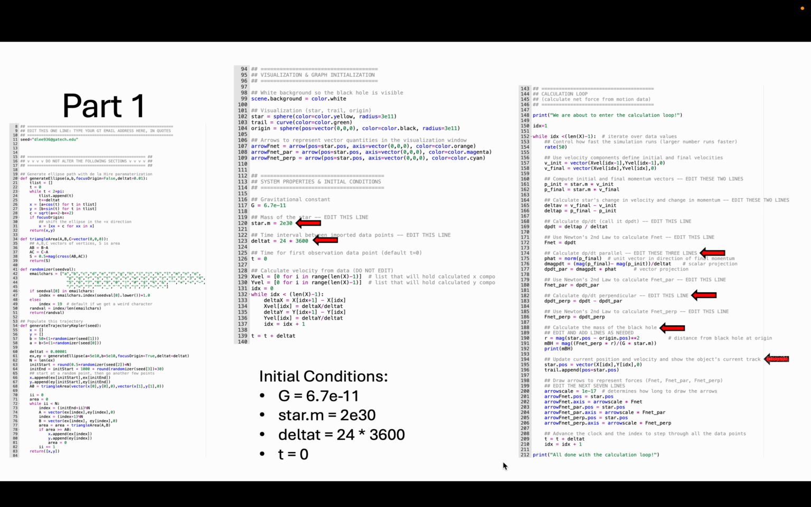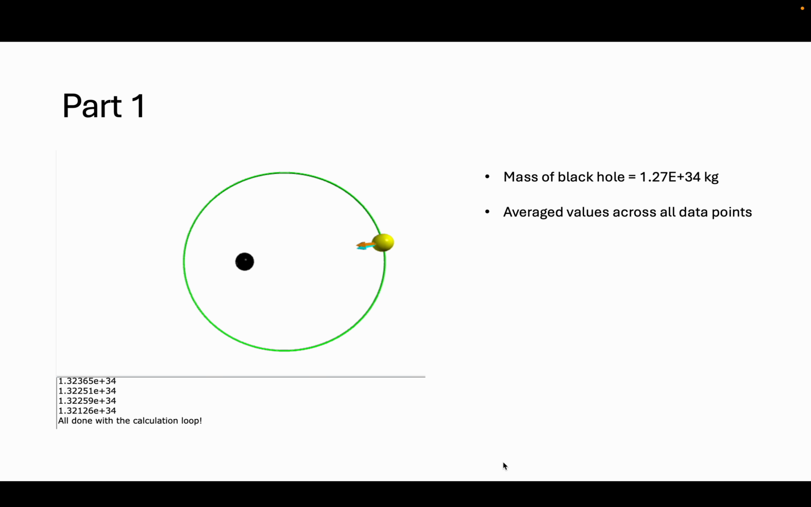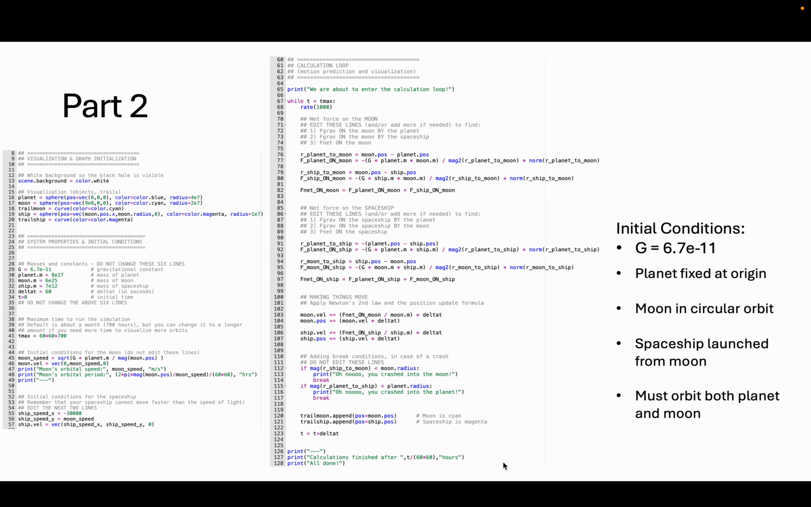Finally, I update the star's position and draw arrows for net force and its components. This repeats through the loop, giving me a set of black hole mass estimates that I later averaged. Using the gravitational force formula and rearranging it to solve for the black hole's mass, I averaged all the values from my loop to get a final estimate of 1.27 times 10 to the 34.